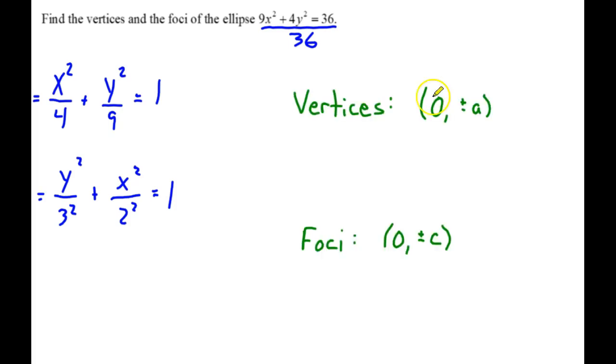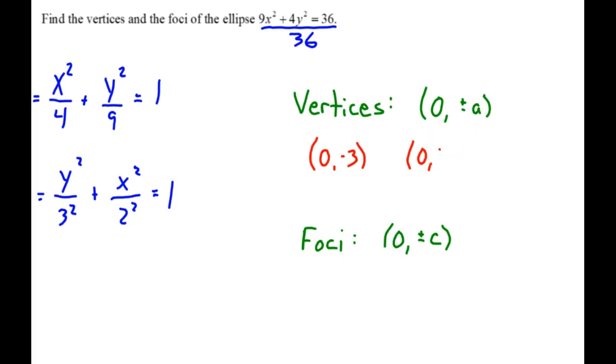So now that we want to find the vertices and the foci, using our table, we know the vertices are going to be at the ordered pairs 0, plus or minus a. So we need to determine the value of a. Looking at our first term, we can see in the denominator that a value is going to be 3. So our two vertices are going to be 0, negative 3, and 0, positive 3.